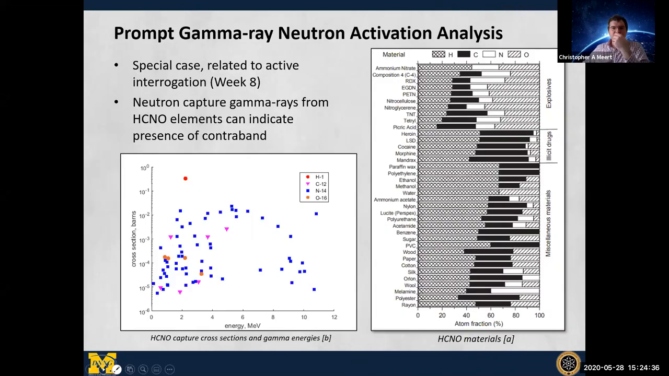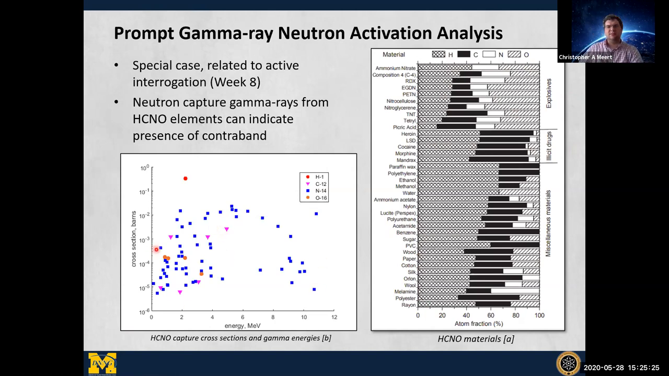Okay. Another related application is called prompt gamma ray neutron activation analysis. This is a pretty special case related to active interrogation that we'll talk about later in this lecture series. The important point is that we're relying on neutron capture for specific elements like hydrogen, carbon, nitrogen, and oxygen. These HCNO elements can indicate presence of contraband. So here, from literature, you can see concentrations in explosives or illicit drugs, but of course they're also in plenty of benign materials, things like nylon, paper. So maybe if you compare these ratios, you have a good idea of what might be in a package, and maybe those ratios can tell you whether you're looking at some illicit material.